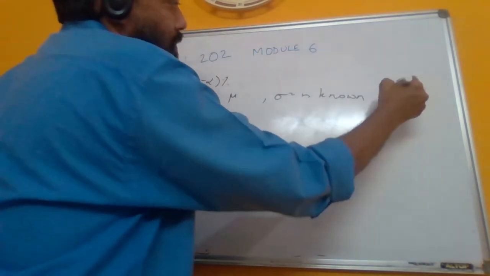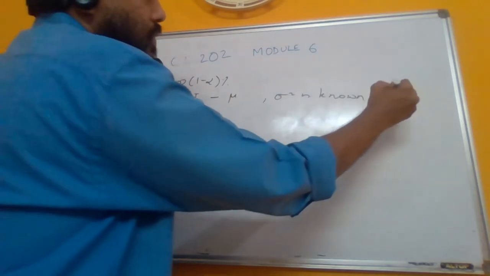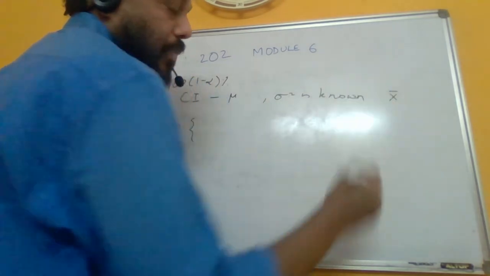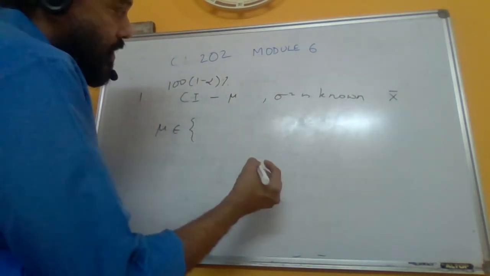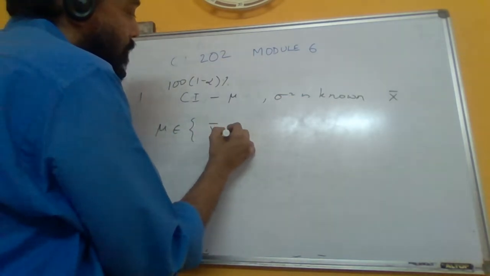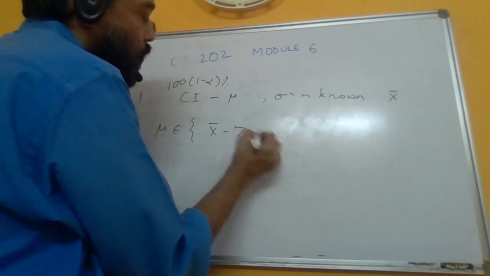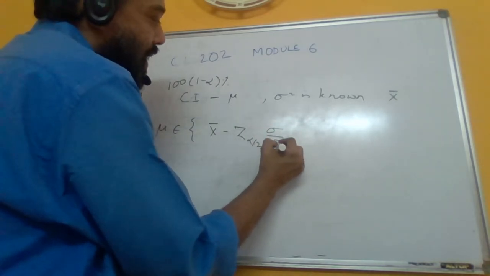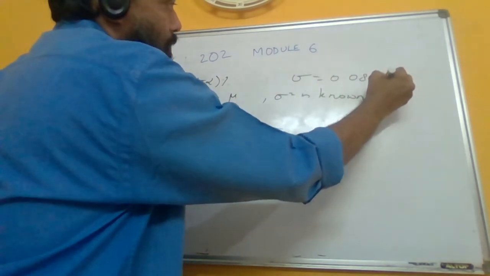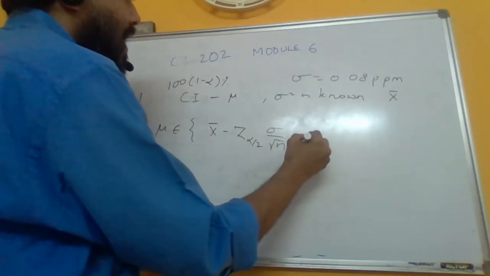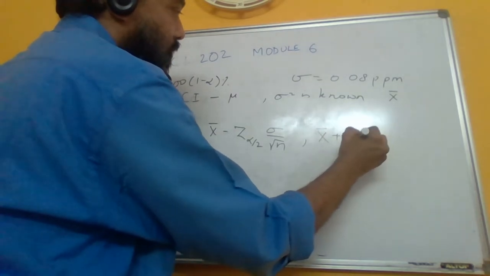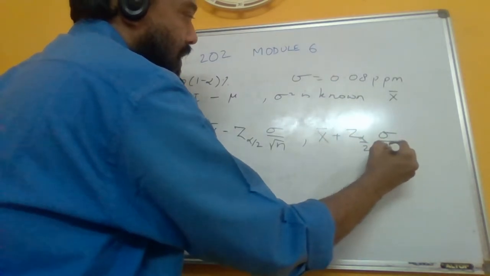So you have those 10 different measurements of the fish, you can calculate x bar from there. Then the confidence interval in this case one is x bar minus z of alpha by 2 into sigma by root n. Remember that sigma over here is 0.08 parts per million. And the upper limit of this confidence interval is x bar plus z of alpha by 2 into sigma by root n.